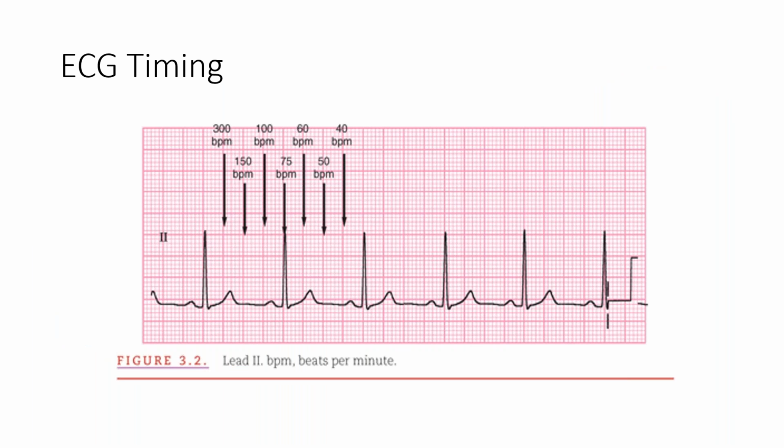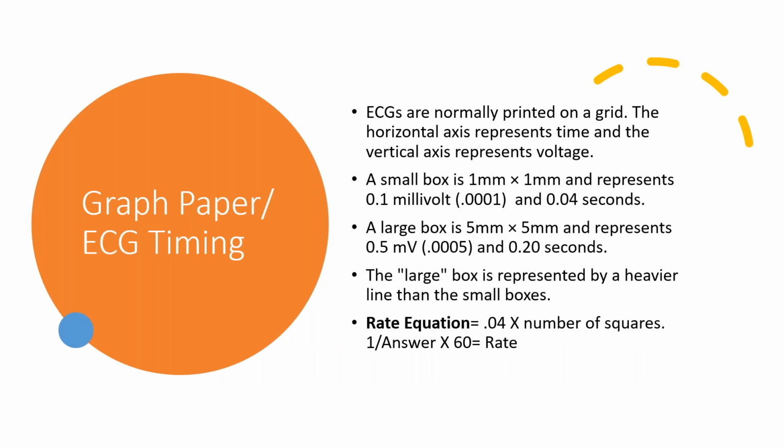I'll go back. These are the boxes I was talking about on this slide, the bold boxes and not the really small boxes. So the bold boxes are the large box, which is 5 by 5. It represents 0.5 millivolts, so half a millivolt, and represents 0.2 seconds. So 5 of those would equal 1 second, right? So that's where we get our 60 beats per minute: 1 heartbeat every second. The large box is represented by the heavier line than the small boxes.